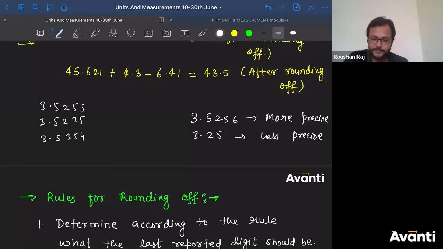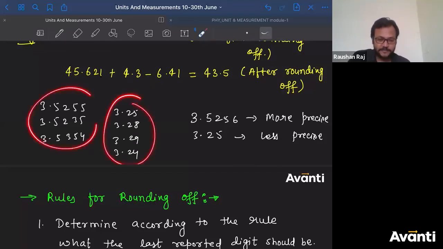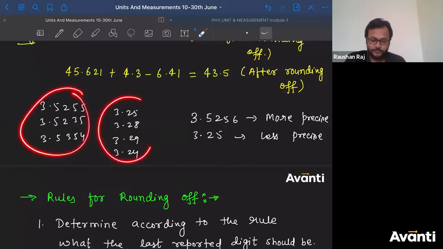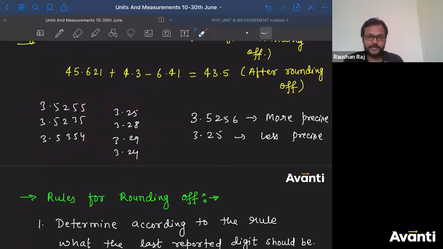But in this part, what will the measurements be? You can have only 3.25, 3.28, let's say 3.29, 3.24. Like this, you can have the measurements. Now tell me, out of these four measurements, in which one will the measurements be crowded together, spaced in a very small region? Can I say in the first one they'll be more crowded in a very small place, right?